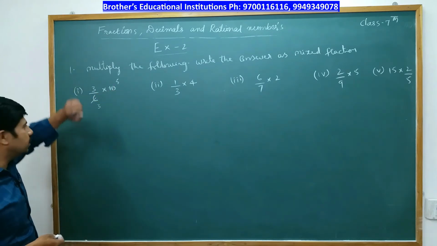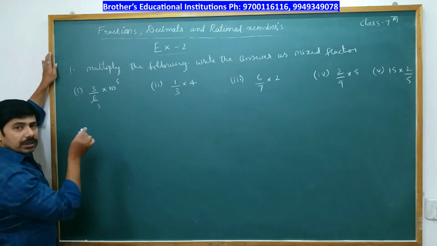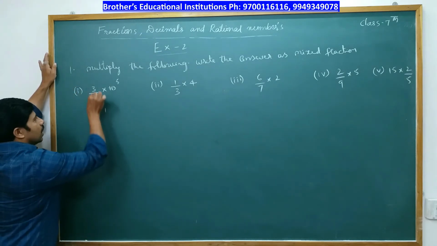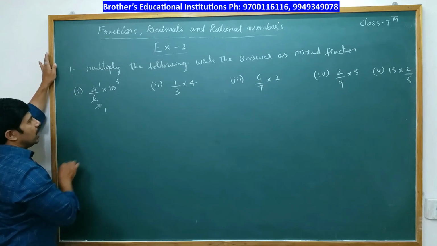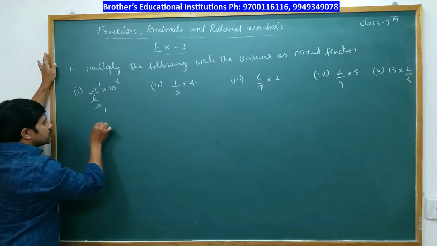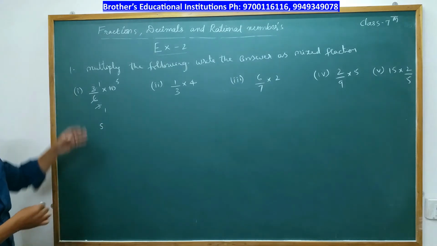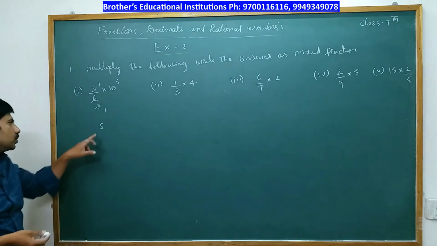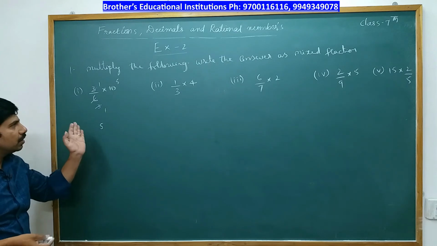After cancellation again 3 and 3 will go in the 3 table. 3 1s are 3, 3 1s are 3. So we are left with 1 into 5 by 1. So 1 into 5 is 5. By 1, whether you write or not, it is the same. So the answer is 5. Now we'll go to the next problem.